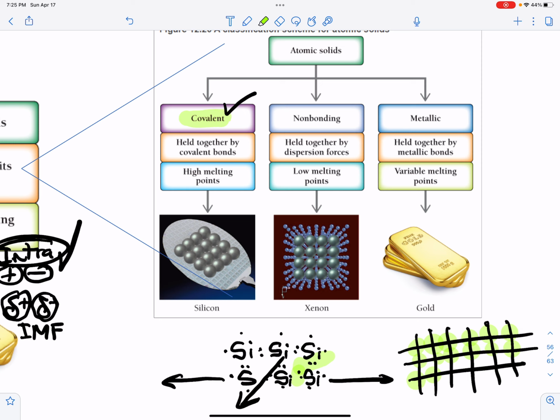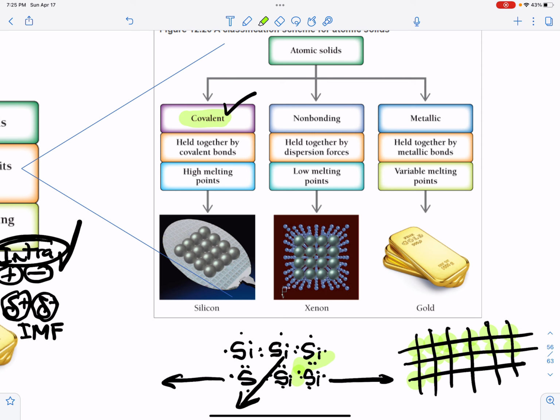It's not like ice, which is made out of a covalent compound, because in ice you will have a molecule attracted to another molecule by intermolecular forces. Here you have silicon bonded intramolecular to another silicon, bonded intramolecular to another silicon. So that's what we call a covalent atomic solid.